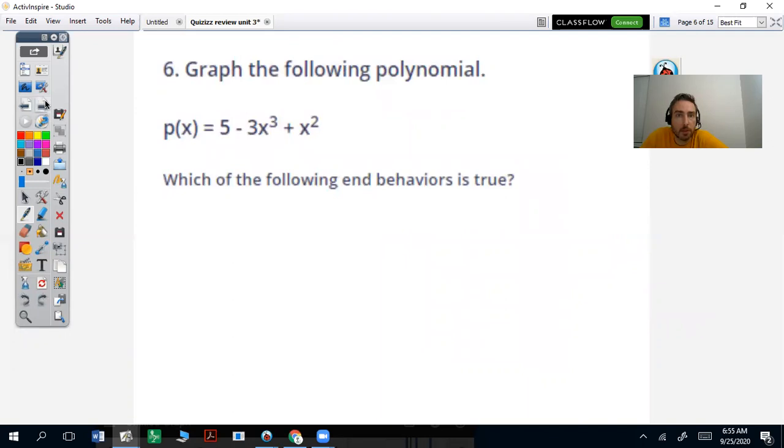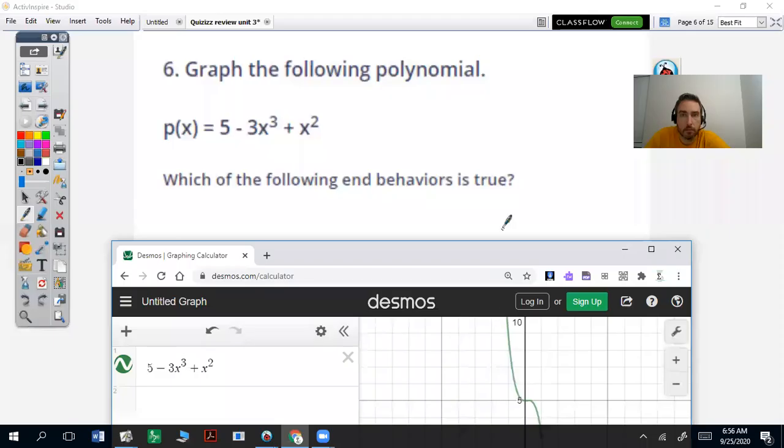Graph the polynomial. Which of the following end behaviors is true? Well, let me go ahead and graph that. Okay, so when you graph the polynomial, it opens up to the left and down to the right.